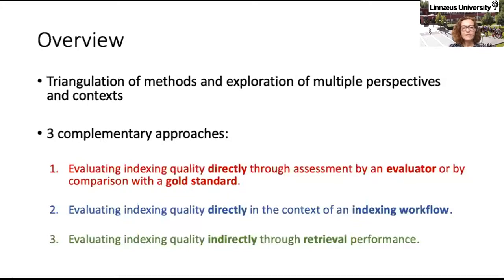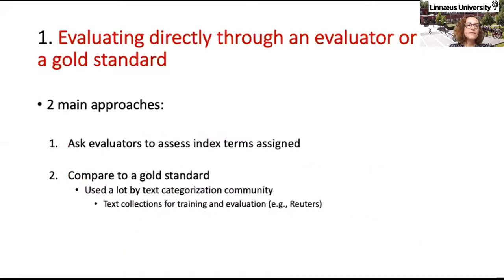The second complementary approach is then to evaluate indexing quality directly in the context of an indexing workflow, so while catalogers assign index terms. And the third one, because the purpose of indexing is improved retrieval, we want to see the effects it has on retrieval performance. In more detail, the first approach, evaluating directly through an evaluator or gold standard. Here we can have two main approaches. One is to ask evaluators to assess index terms assigned, or to compare to a gold standard, which we mentioned before, and is the most common approach already.